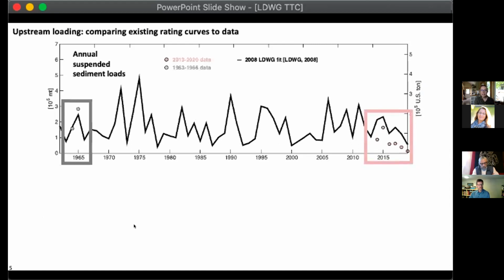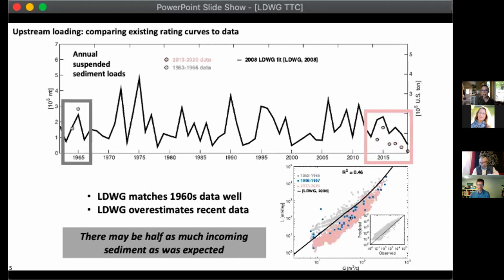And this isn't entirely surprising. If you compare the rating curve to all three data sets, we knew it was overestimating the 1990s data, so it's not surprising that it's overestimating the 2010s data. And again, I suspect this is the most useful thing for you all. And it's just a different way of saying what I said before, which is that it looks like there is about half as much sediment coming in as was predicted by the Lower Duwamish Waterway Group rating curve.